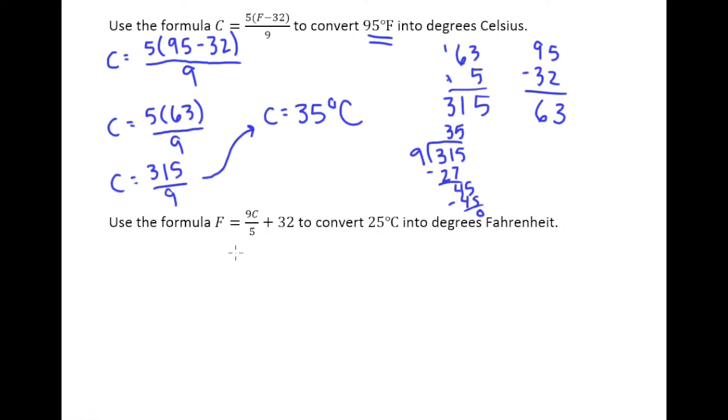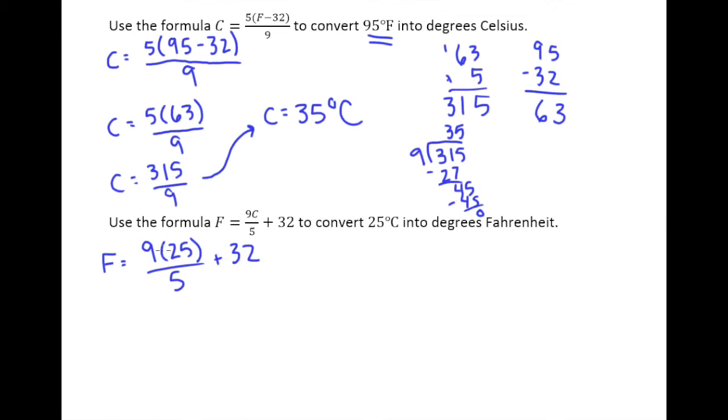So here's the formula for converting Celsius to Fahrenheit. We're going to plug in our Celsius temperature for C and then see what we get. So Fahrenheit is going to equal 9 times the Celsius temperature, which is 25 in this case, over 5 plus 32. I know that over here I have multiplication and division. That's all going to come before addition. So addition is going to be the very last thing.